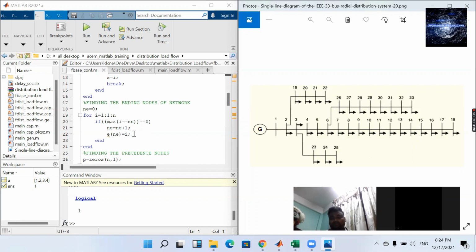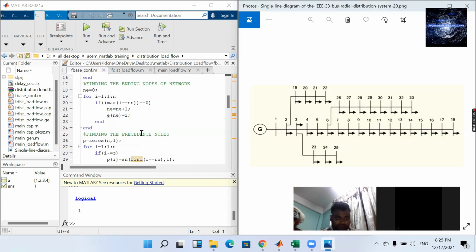As we already see from this figure, the end nodes can be greater than 1 also. So we have to check every node. We cannot use a break command here. After checking all the nodes, this code will give us the total number of end nodes. In the case of this figure, the total number of end nodes is 4, that is 18, 22, 25 and 33.